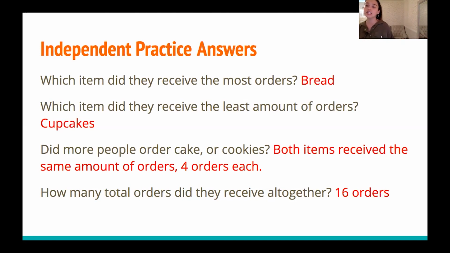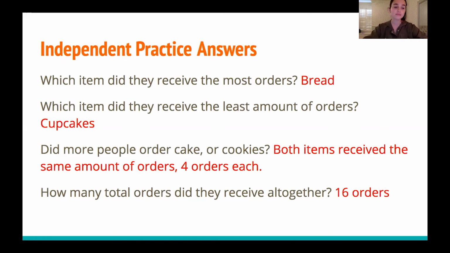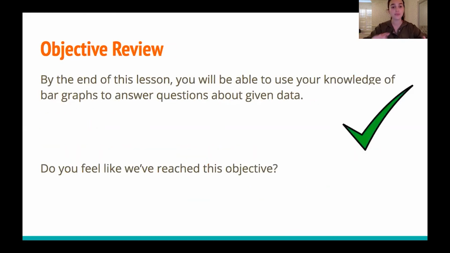All right, 16 orders. Those are all the answers for these questions. Make sure you got them right. If you didn't, be sure to ask an adult to help you out and maybe explain them to you. But that is all I really have, so we're going to go ahead and wrap it up.